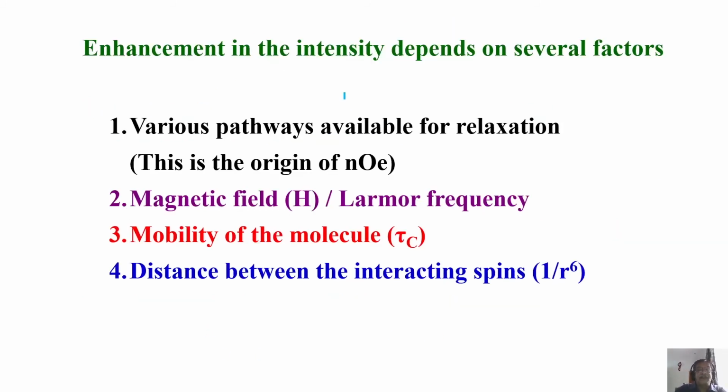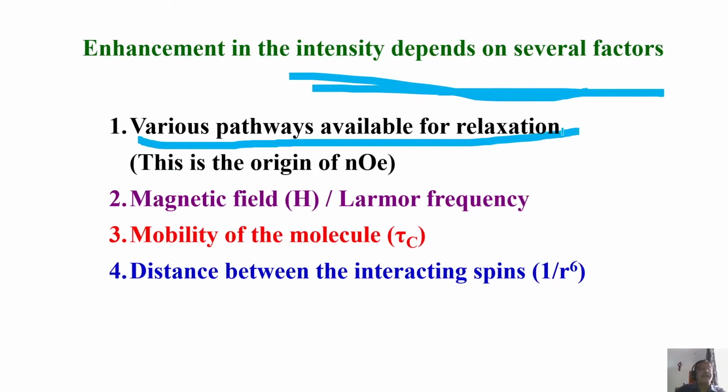And NOE enhancement of intensity. I said there is a change in the intensity of this peak that depends on various pathways available for relaxation. I said dipole-dipole relaxation is the dominant mechanism responsible for this NOE. But in that, there are several pathways. How do they relax? What is the pathway that it adopts for relaxation? It is an important concept. And this is the basis and origin of NOE. Remember, NOE depends upon how the spins are relaxing. What is the pathway it is adopting for relaxation, which we are going to discuss now as we go ahead.